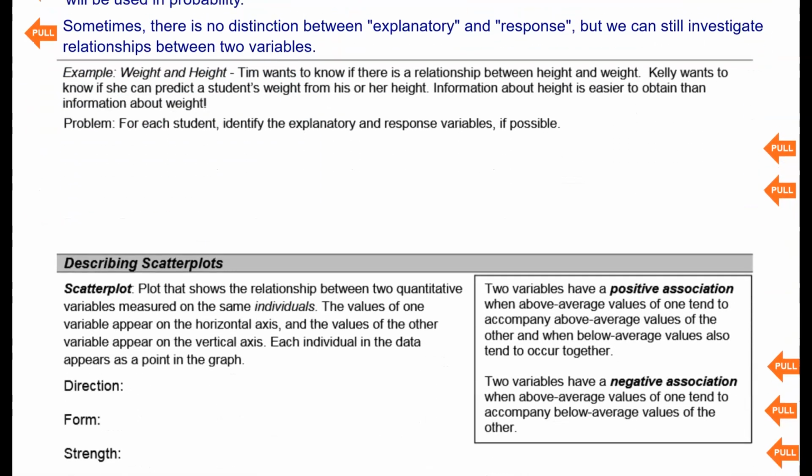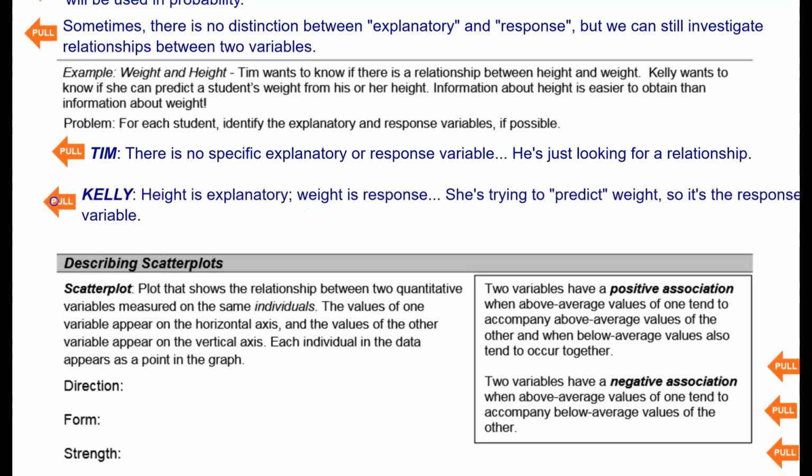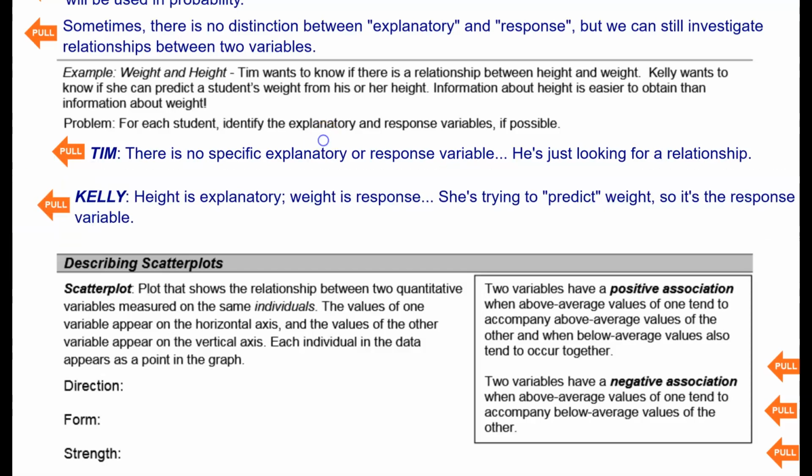Okay, so for each student, let's identify the explanatory and response variables if possible. Well, Tim, there's no specific explanatory or response variable. He just said he's looking for a relationship, so we don't have one that we will say explains the other. But Kelly, oh boy, she's a crafty one. Height is her explanatory variable, and weight is her response. The reason is she is trying to predict weight, so it's the response variable. She's trying to predict a weight based on a height, so height would be explanatory. It would explain the predicted weight.